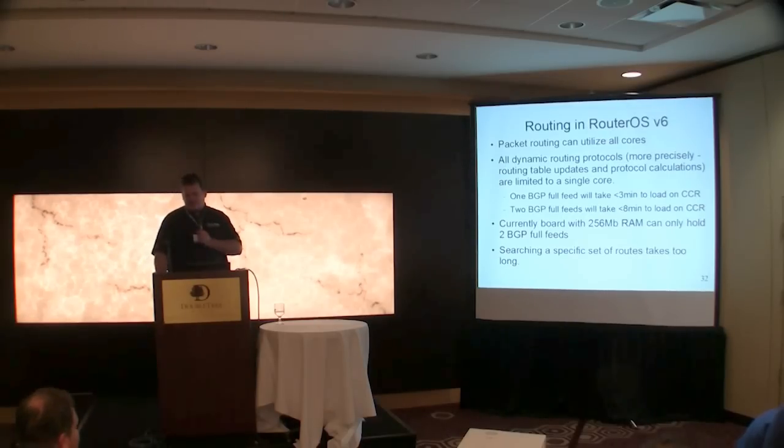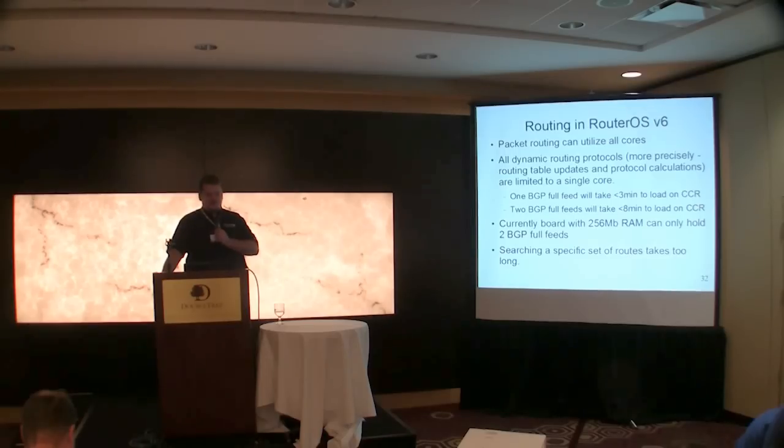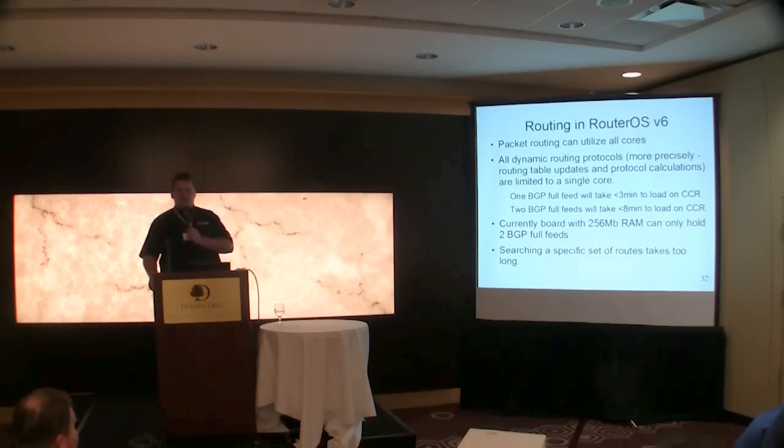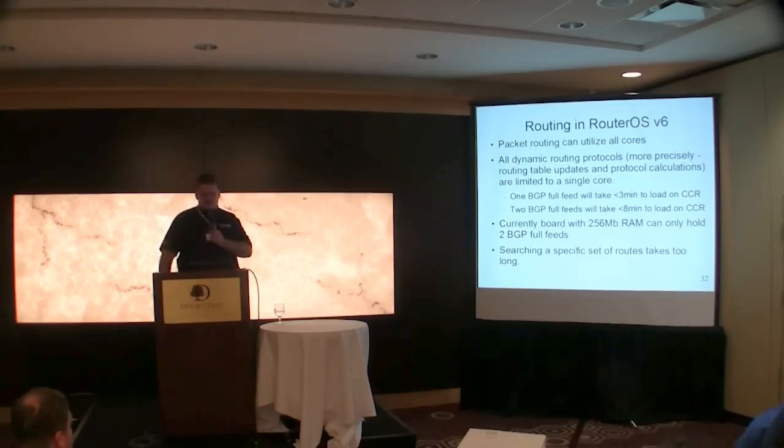So, routing in version 6, the next big topic about CCRs. Packet routing itself can utilize all CPU cores, so that we get all the misunderstandings out of the way. All CPU cores will be utilized when you use routing, but dynamic routing protocols, or more precisely routing table updates and protocol calculations, are currently limited to 1 CPU core. So 1 BGP feed will take around 3 minutes to load on any of the CCRs, because it takes only 1 core, and the devices are 9 core, 16 core, 36, and 72 core devices have the same tiles. So on all the CCRs, it will take around 3 minutes.